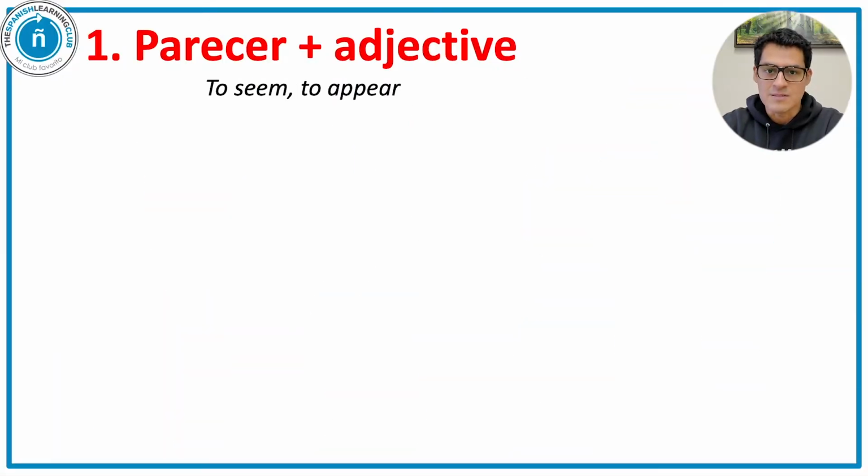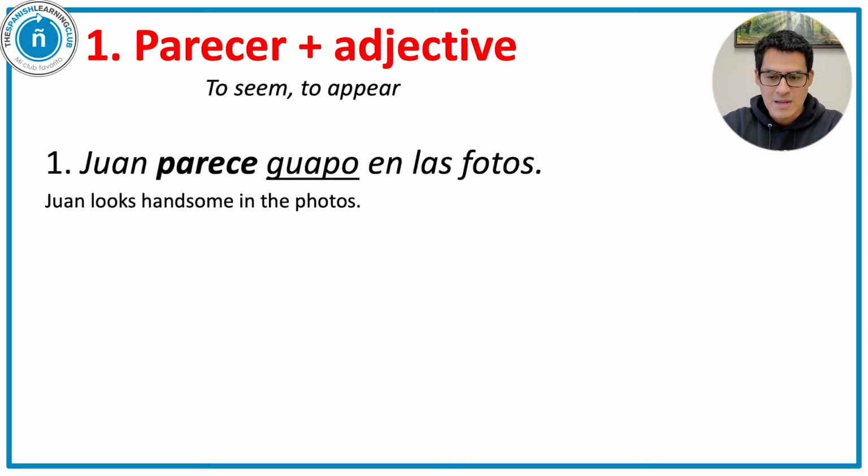Parecer plus adjective. The basic translation of parecer is to seem or to appear. In other words, parecer points out certain aspects of a person or object. Parecer plus an adjective is how you say something seems good or bad or funny or scary, etc. For example, Juan parece guapo en las fotos.